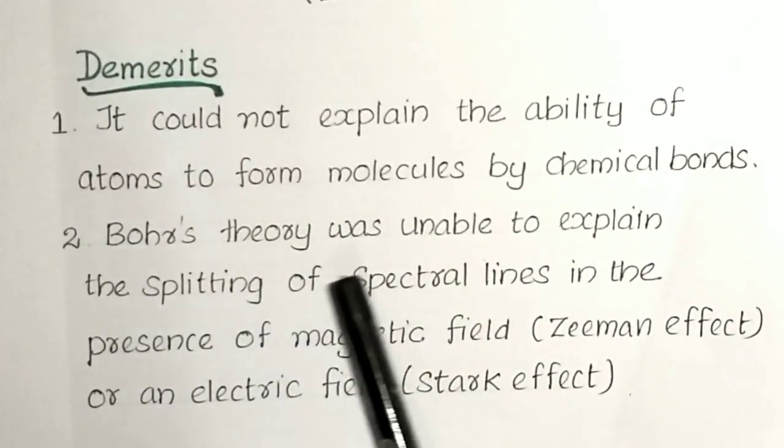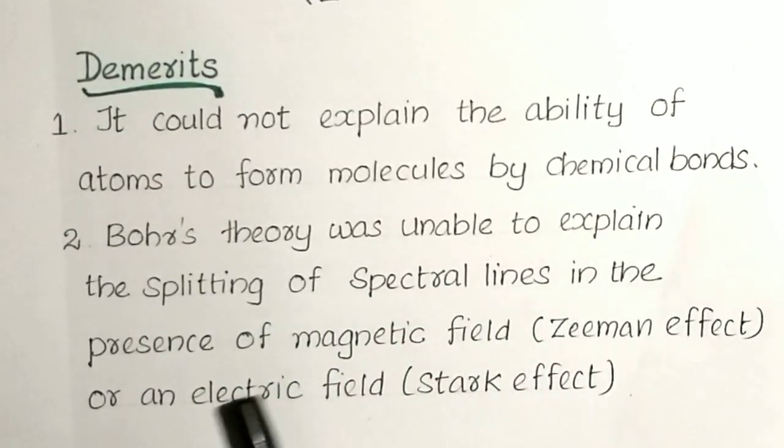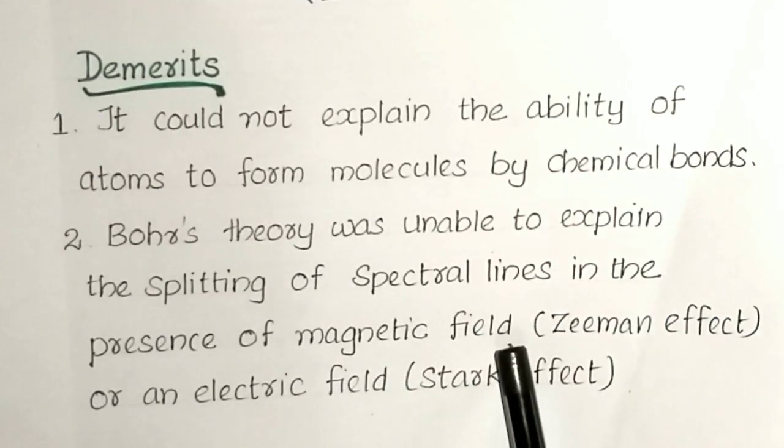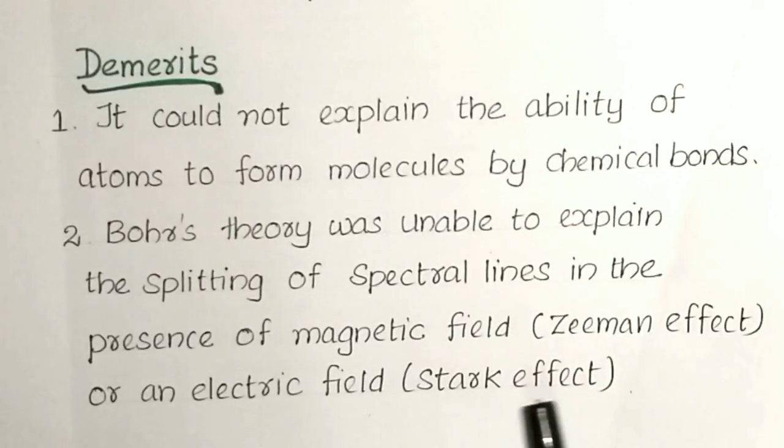Second one, Bohr's theory was unable to explain the splitting of spectral lines in the presence of a magnetic field, known as the Zeeman effect, or an electric field, known as the Stark effect.